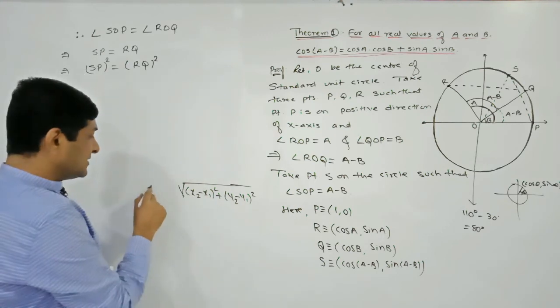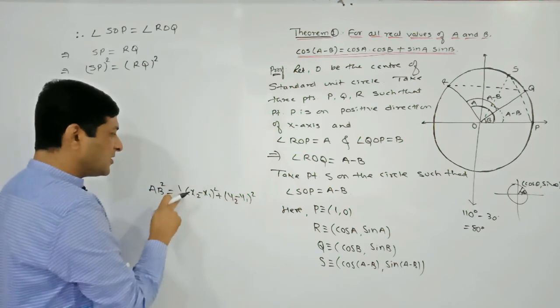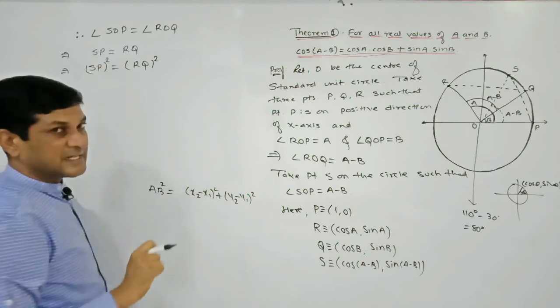Here, suppose that A and B are two points, but if we are taking the square, it is not necessary to write the root. That's why we have already taken the square here.